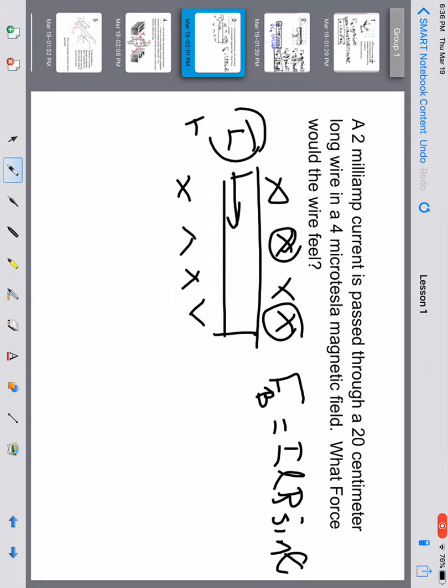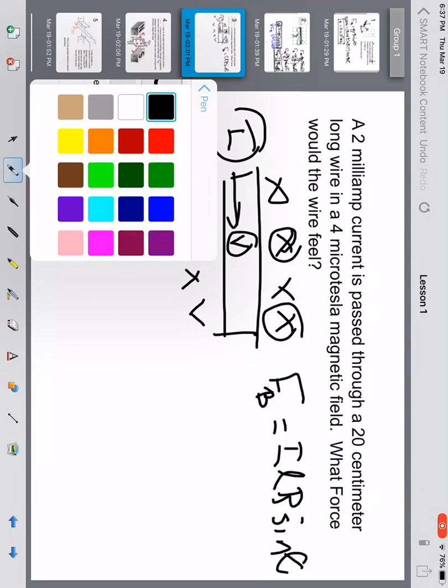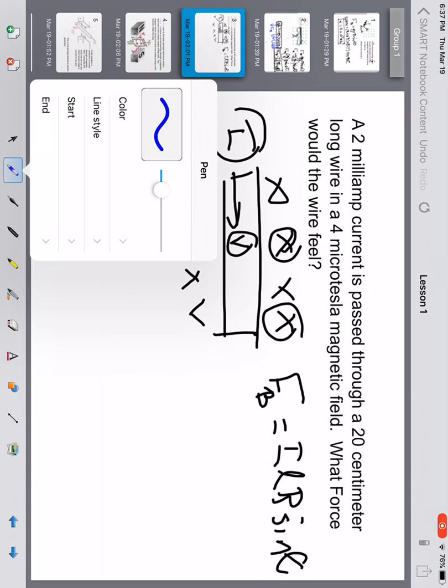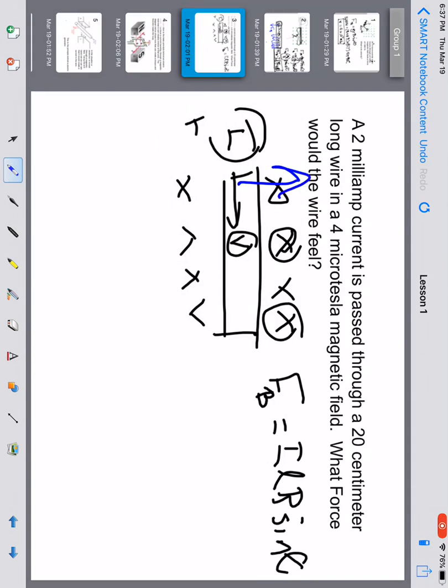And since we have magnetic field into the board, our fingers are facing into the board. Our thumb is facing the direction of the current or the velocity of each individual particle. And that would leave our palm facing upwards. So before we do any calculations, we could say that we know that the force acting on this wire would be upwards.